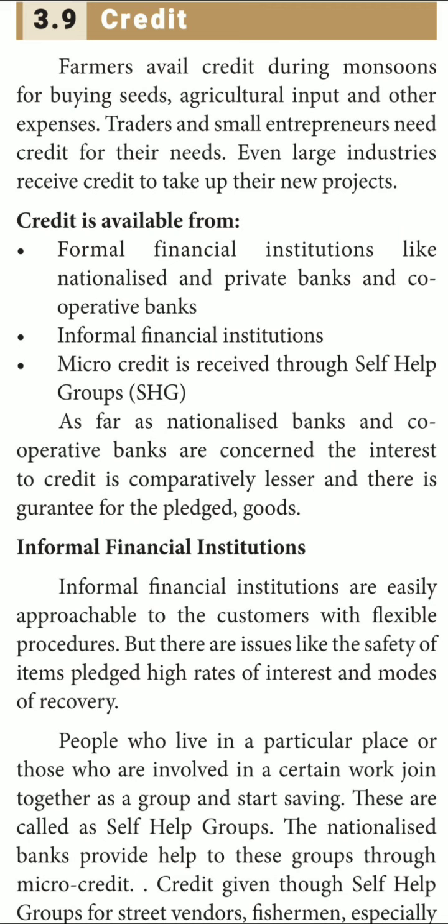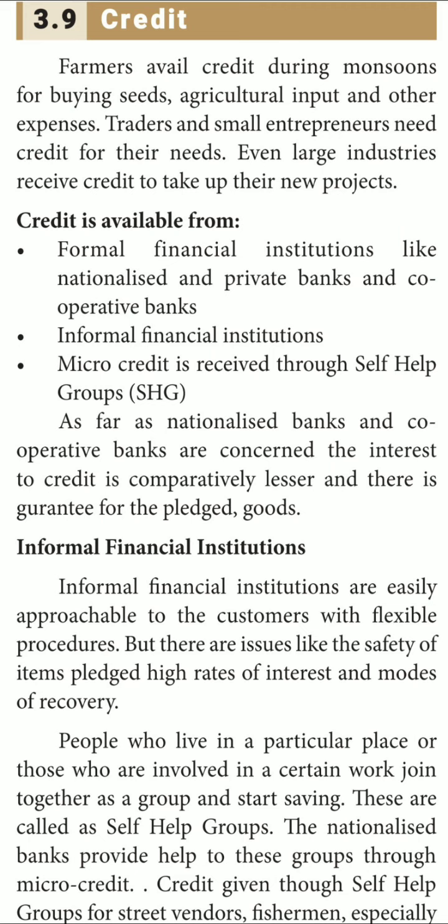So, which type of people will borrow money from the bank? Farmers, traders, small businessmen, and even large industries also receive money from the bank. Where can we borrow money? Credit is available from which banks? Private bank, nationalized bank, cooperative bank. Okay, and also some SHG. What do you mean by SHG? Self-help groups. That means what? In Tamil we say Suya Udavi Kulu.